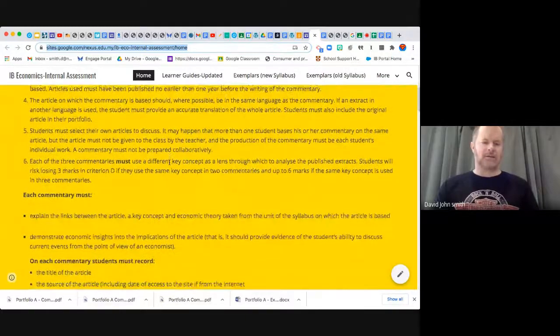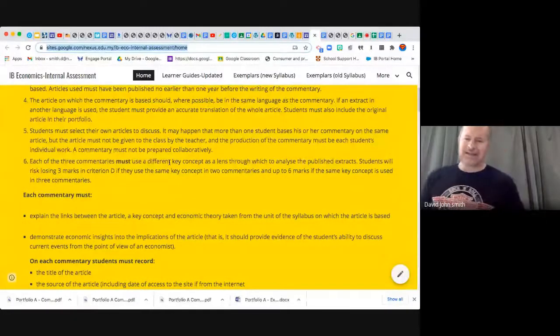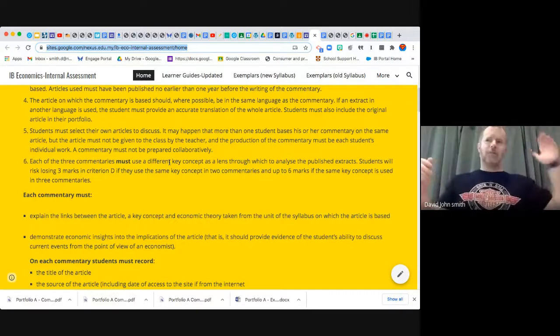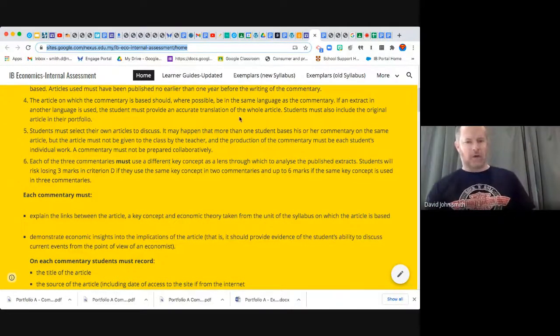The article on which the commentary is based should be in the same language as the commentary. Now, we want it to be in English. So if you're finding a source from Korea or Japan or China, wherever, and it's in a news article from there, so long as you get a translation of the whole article, you can use it.